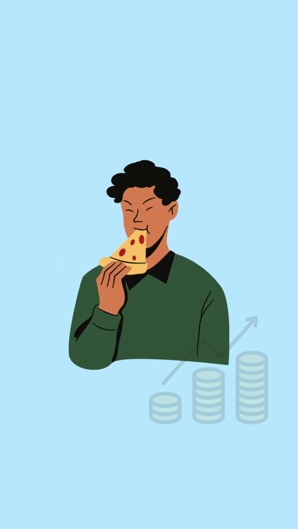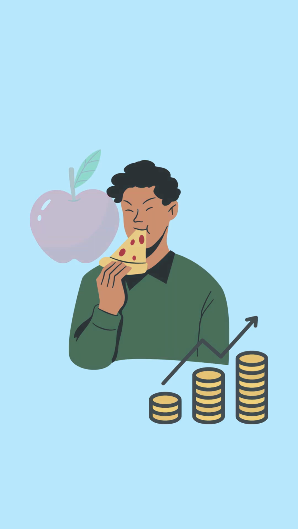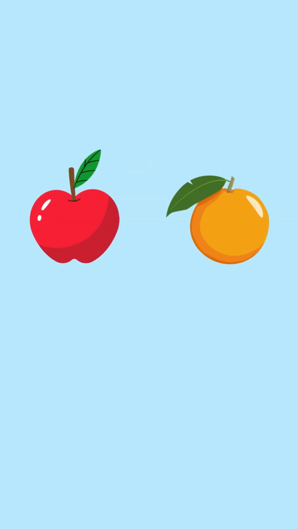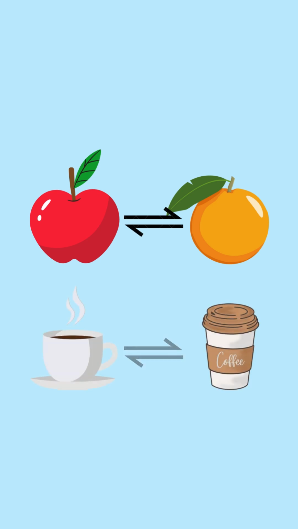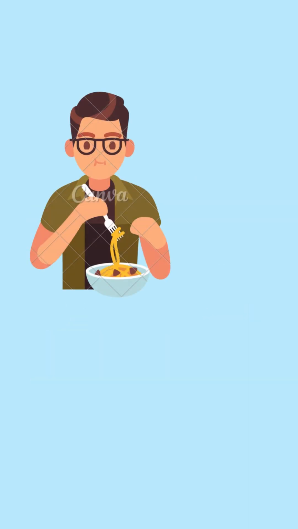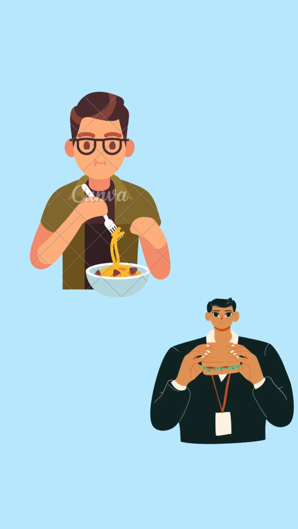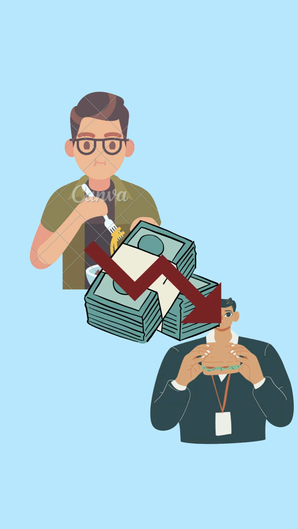Imagine you love to eat pizza. But what happens when the price of pizza skyrockets? This is where the substitution effect comes into play. When the price of a good increases, consumers tend to look for cheaper alternatives. In this case, the person might substitute pizza with pasta or sandwiches because they're relatively more affordable.